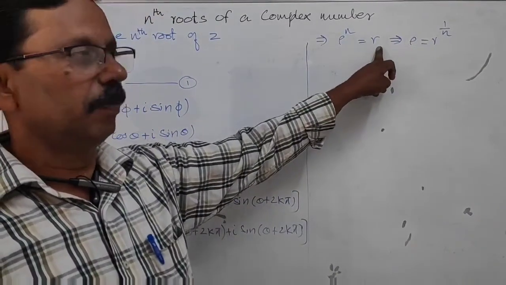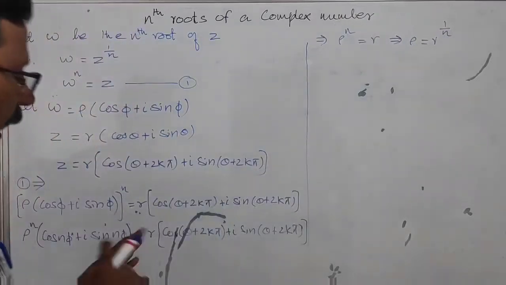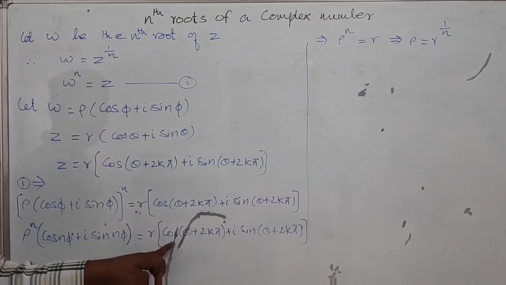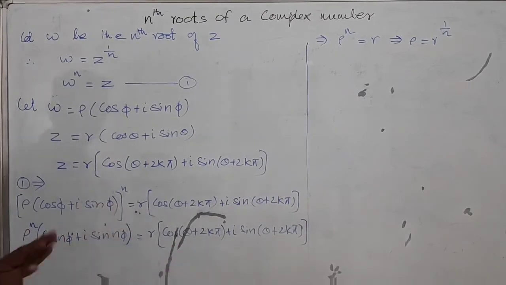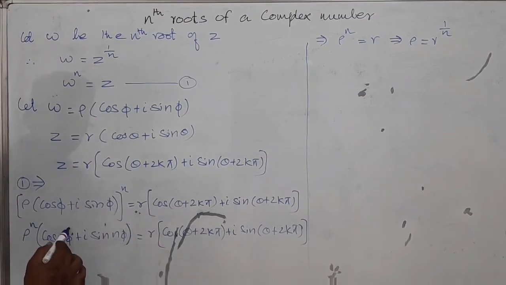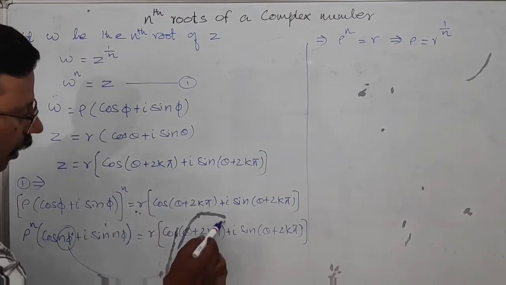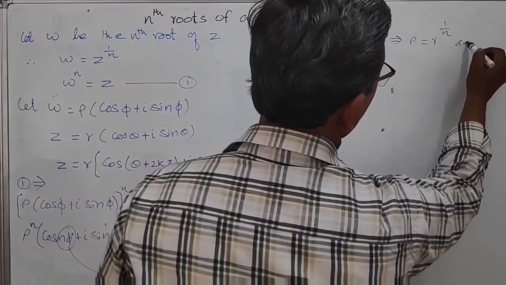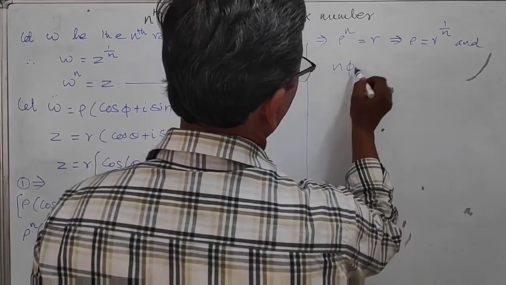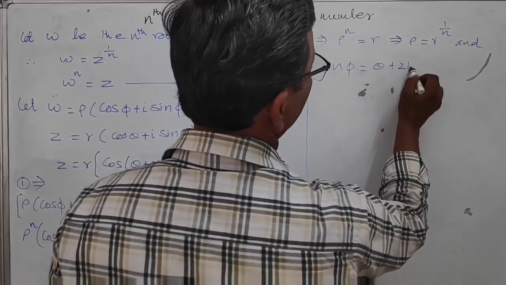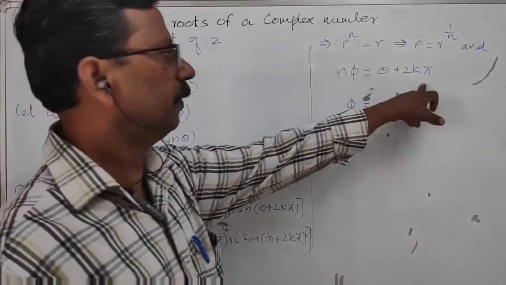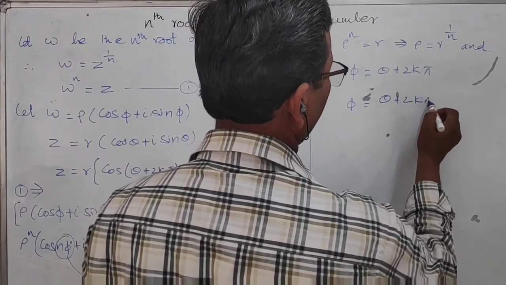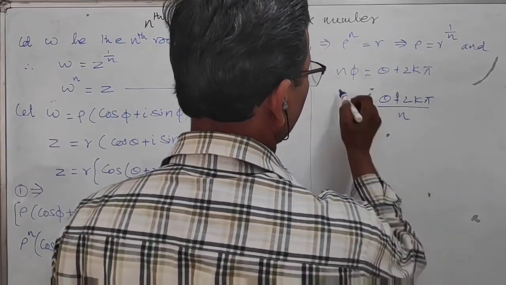Rho power n is equal to r means we can say rho equals r power 1 by n. Likewise, you can equate the real part. The real part here, cos n phi, equals cos of theta plus n phi. Therefore, if these two are equal, definitely these angles must be equal. Therefore, we can say n phi is equal to theta plus 2k pi. From this, the phi value is equal to theta plus 2k pi by n.